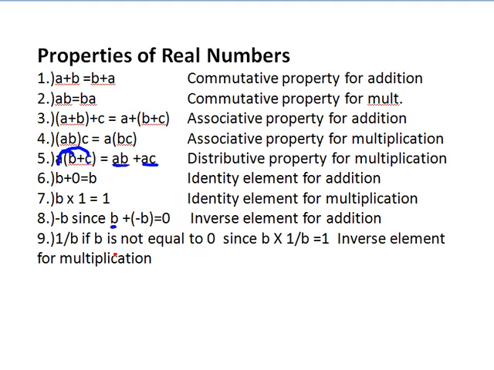Now the inverse element for multiplication is referred to as the reciprocal. So we have 1 over b. If b is not equal to 0, we have to put that in there because remember, you can never divide by 0. Since b times 1 over b equals 1, let's write that out. b times 1 over b, we know, equals 1. That's the inverse element, or known as the reciprocal.